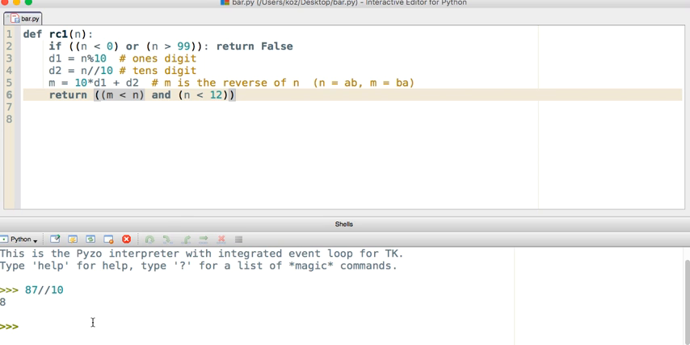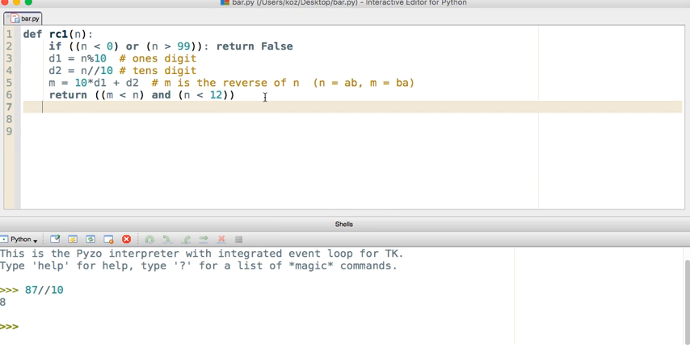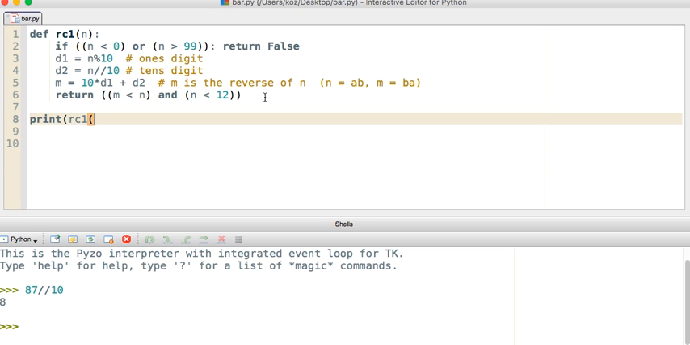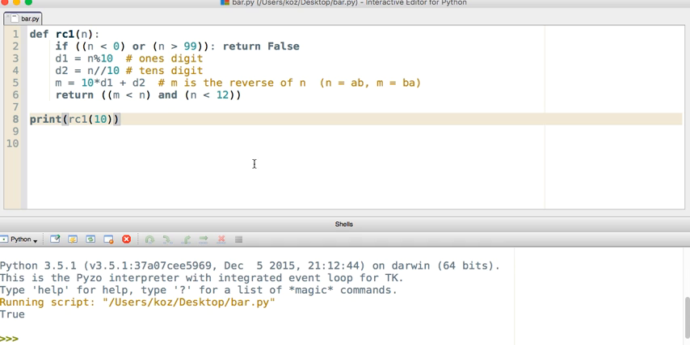If n is 10, when we reverse it, we get 1. 1 is less than 10, and 10 is less than 12. Let's see if we're right. To see if you're right, all you do is print rc1 of what you think is the answer, and we get true. We are right. So 10 turns out to be the answer to this problem.